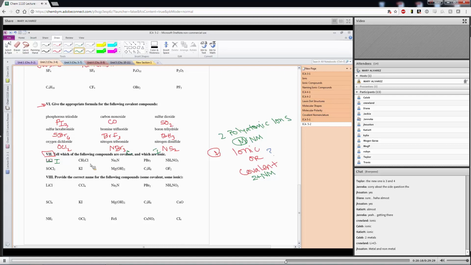CH3Cl, ionic or covalent? Covalent. All nonmetals. Don't see any polyatomic ion. Looks good.